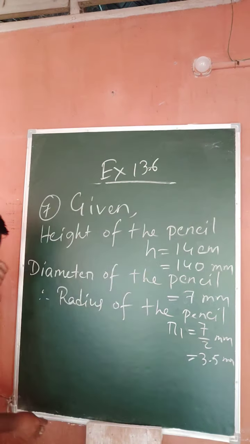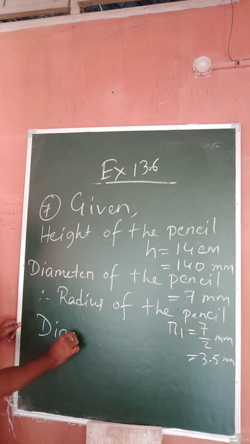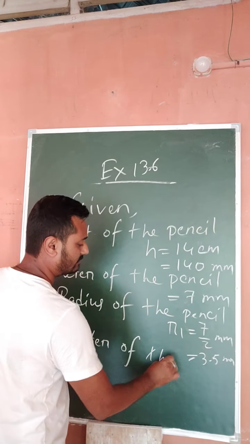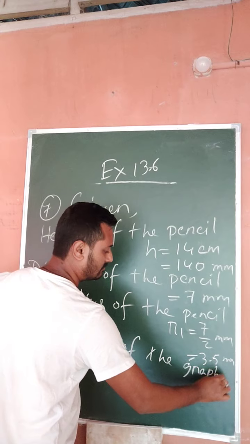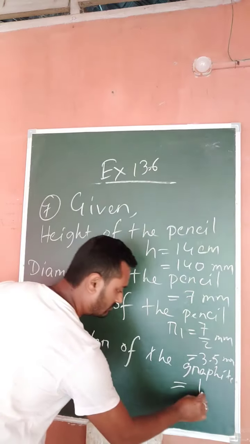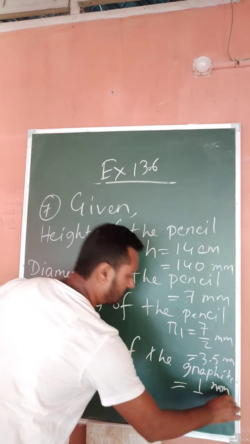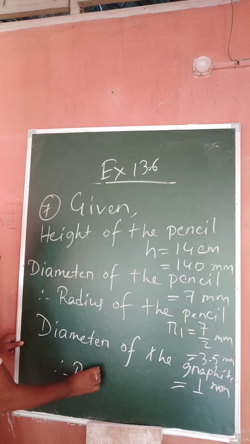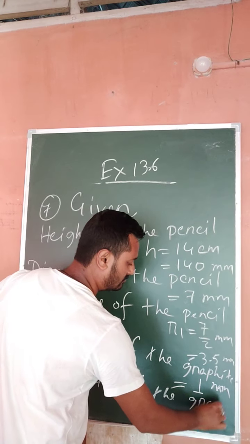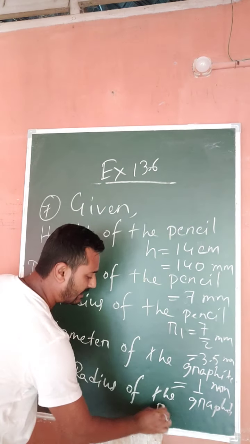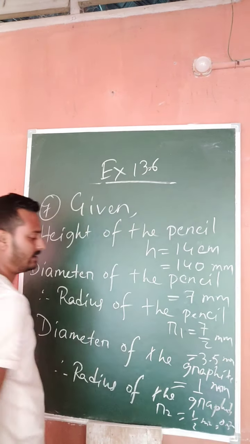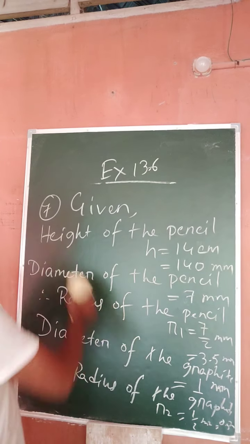Again, diameter of the graphite is given 1 millimeter. Okay, so therefore radius of the graphite, suppose you write R2, which will be 1 by 2 millimeter, equal 0.5 millimeter. Okay, so radius of the graphite is 0.5 millimeter.